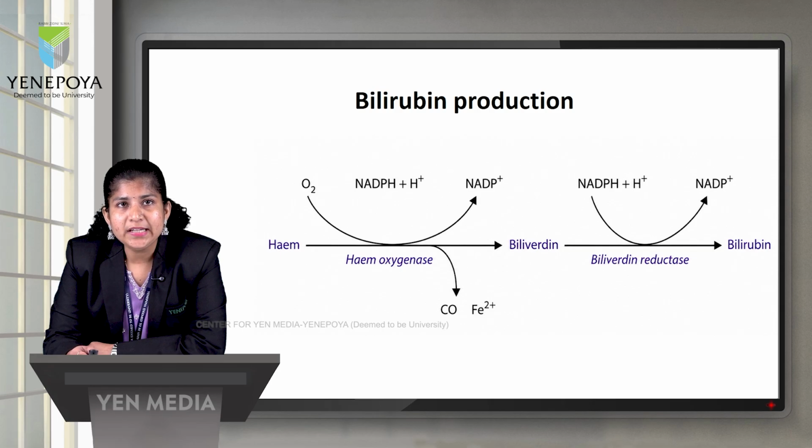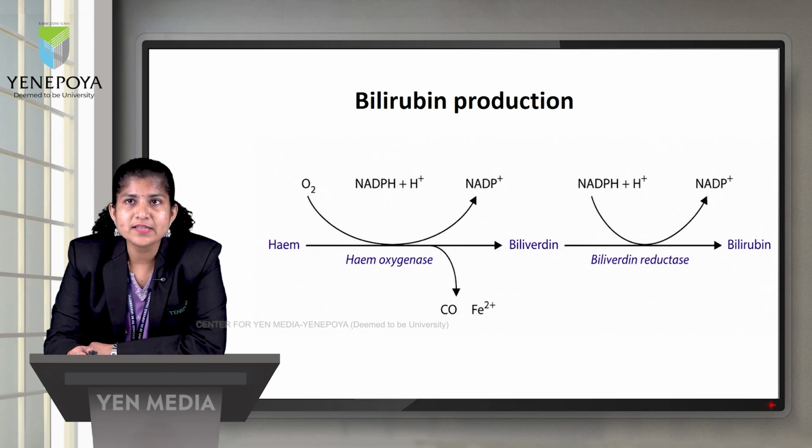Heme is converted into biliverdin in the presence of the enzyme heme oxygenase, oxygen, as well as NADPH+H+. Iron is released, and along with the iron NADP+ is released. Biliverdin undergoes a reaction in the presence of biliverdin reductase to form bilirubin, using NADPH+H+, and NADP+ is released. The bilirubin formed here is called unconjugated bilirubin, which cannot be transported freely in the blood because it is insoluble in the blood.